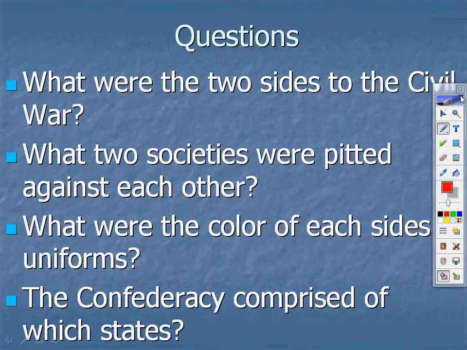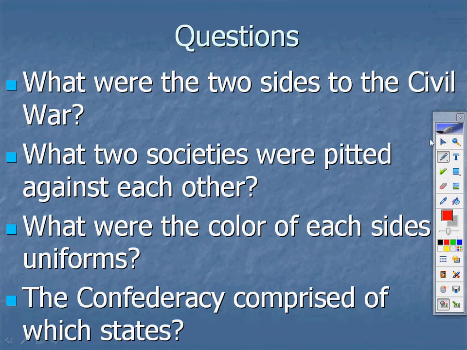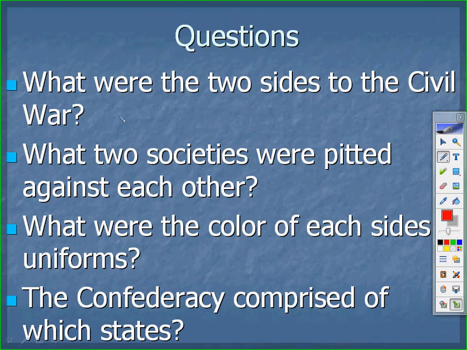So, some questions that you want to make sure you're able to answer. When we think of the two sides that fought in the Civil War, again, we're thinking North, okay, and South, okay, for us. Those northern and southern societies were pitted against each other, but they're also known as, again, the Confederacy and the Union.